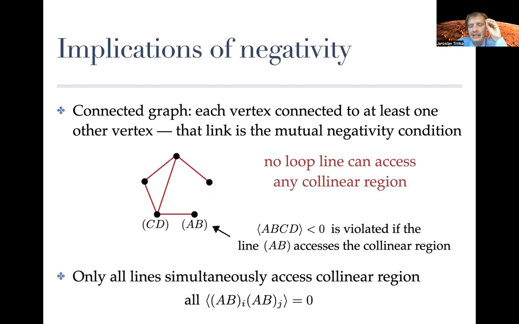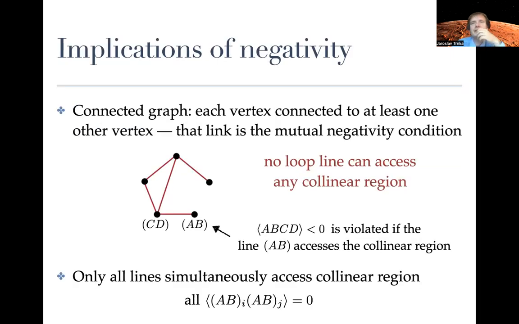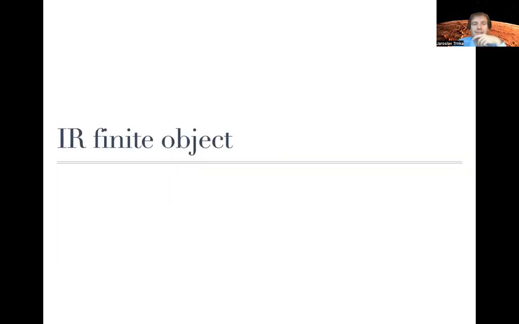If we would like to generate the IR divergence, we would basically have to send all loops into a collinear region at the same time, and this generates only a very mild IR divergence. So while the general L-loop amplitude has a divergence 1 over epsilon to the 2L, these objects have only a divergence 1 over epsilon squared. And that we know, because the logarithm of the amplitude also has only a 1 over epsilon squared divergence.